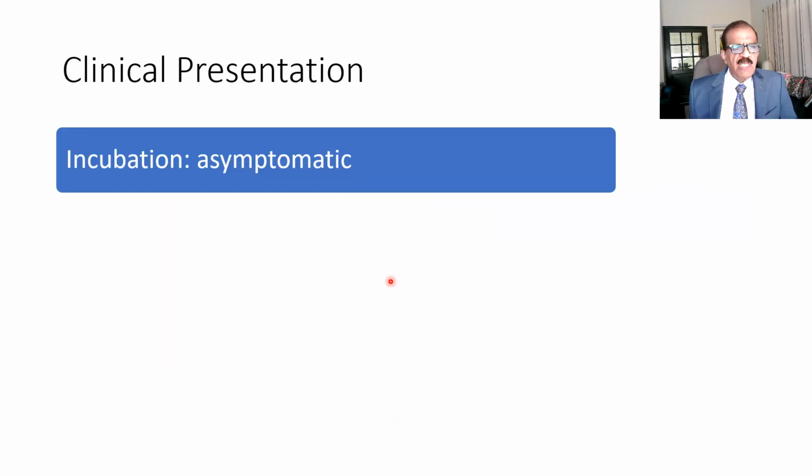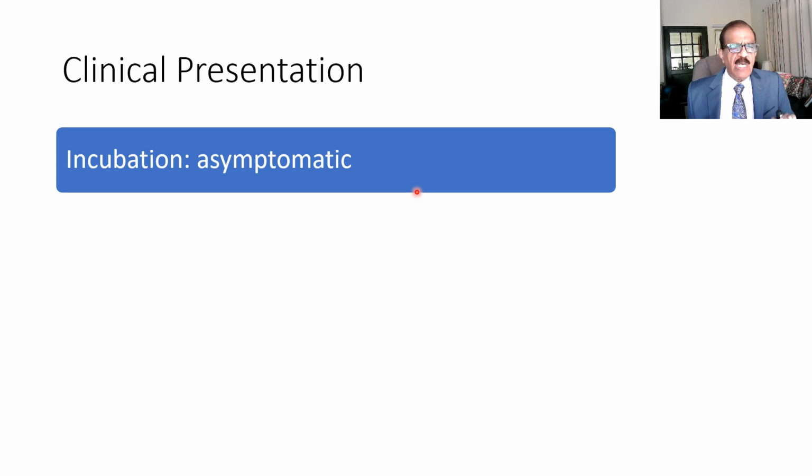Clinical presentation. First of all, there is the incubation period, and that means the patient does not have any symptoms at all. The patient has been exposed to the virus, and that exposure may be documented or may not be documented, mostly not documented, but the patient passes through this phase. There are no symptoms at all, no specific liver symptoms, no systemic symptoms at all. So the patient has got viremia.